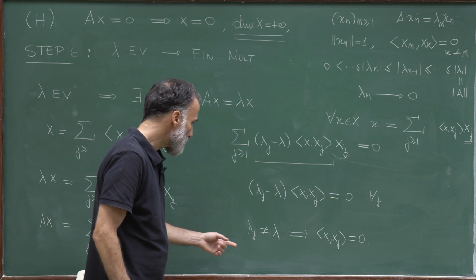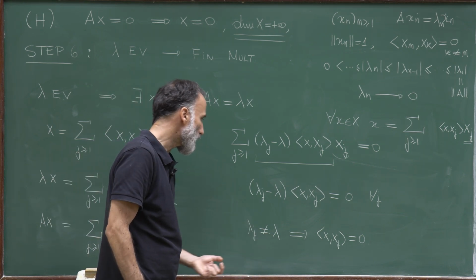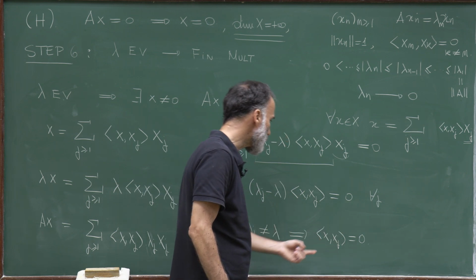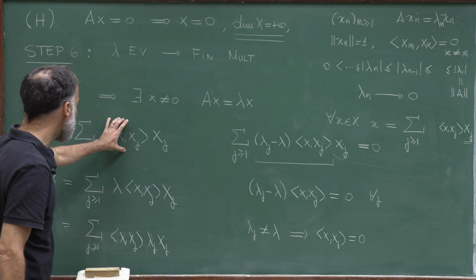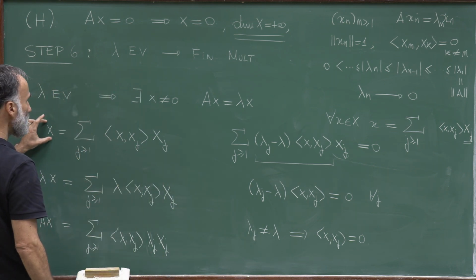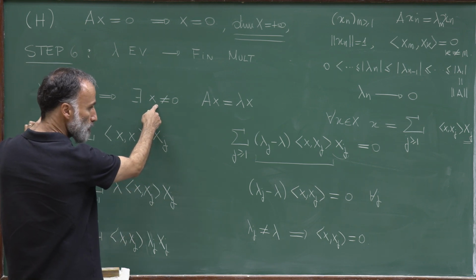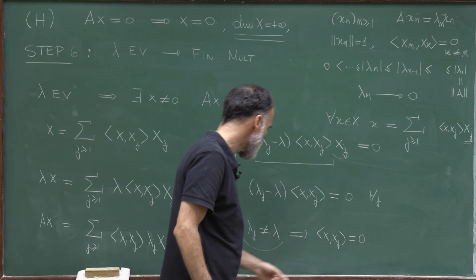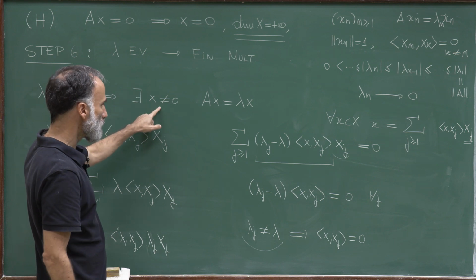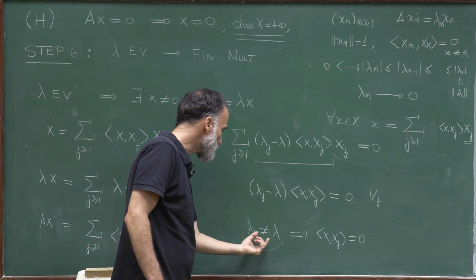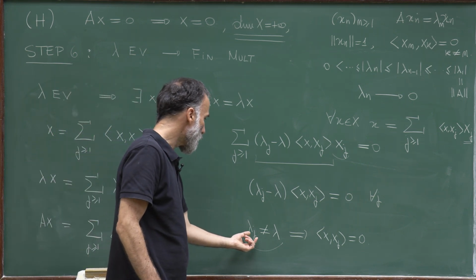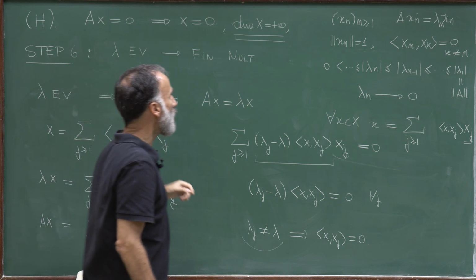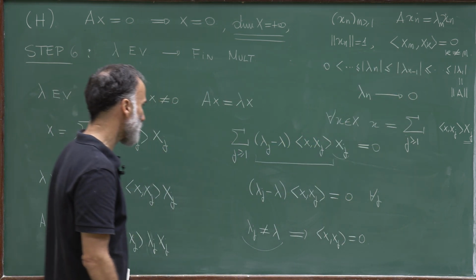So the first conclusion is that there should be one lambda j which is equal to lambda. Because if all lambda j's are different from lambda, this means that X is orthogonal to all Xj, so that this expression is 0, and we conclude that X is equal to 0, but we know that X is different from 0. So there is at least one j for which lambda j is equal to lambda. This proves that all the eigenvalues are one of these lambda j's that we constructed.